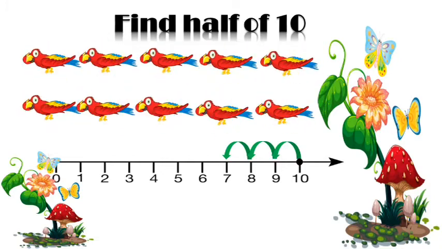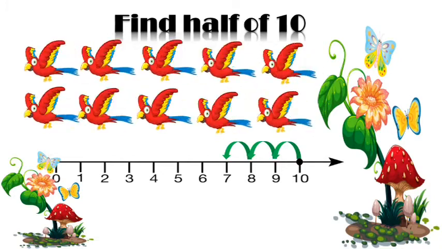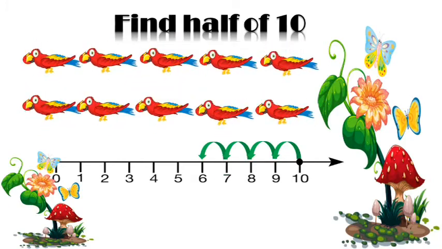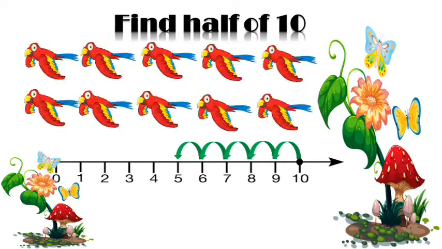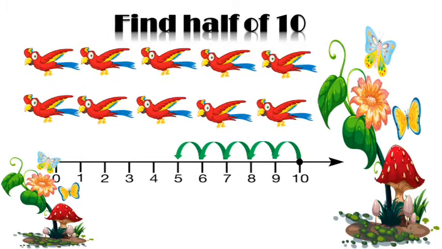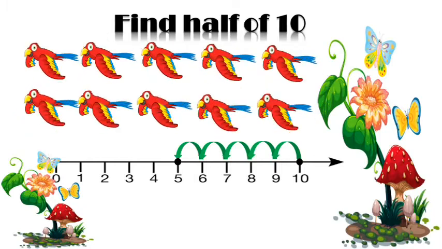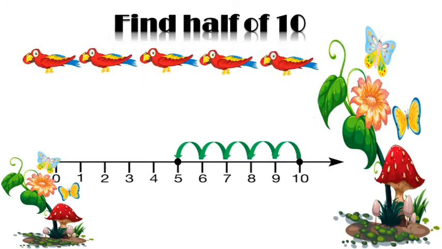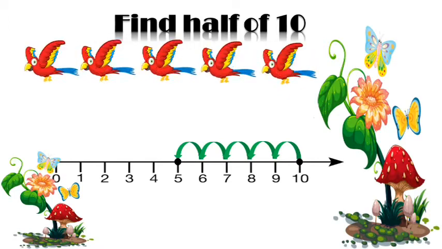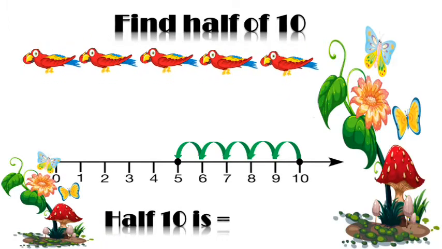No, right? Let's move backward more. 4, 5. Let's count again. 1, 2, 3, 4, 5. So, which means if we take 5 birds from here, we get 5 birds. So, half of 10 is 5.